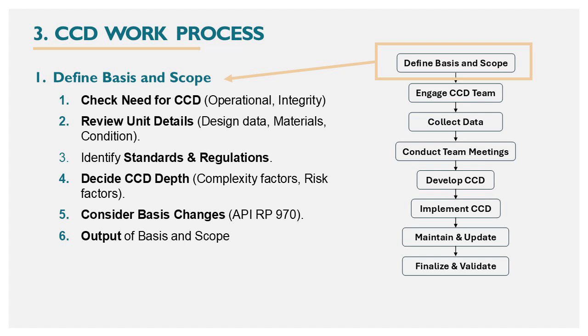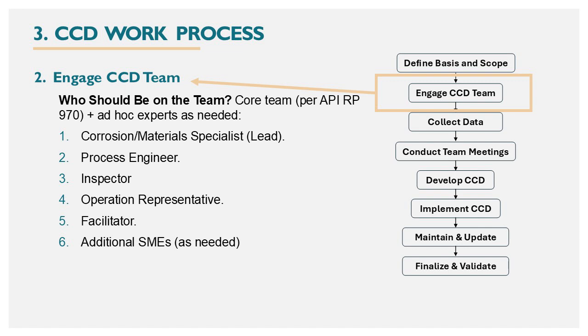PSM. Work Process 2 is engage the CCD team. Who should be on the team? Core team as per API RP 970 plus ad hoc experts as needed. Number 1 is corrosion/material specialist, as a lead, responsible to identify damage mechanisms, create corrosion materials diagrams or CMDs, estimate corrosion rates, advise on IOWs, and lead the CCD process and documentation.